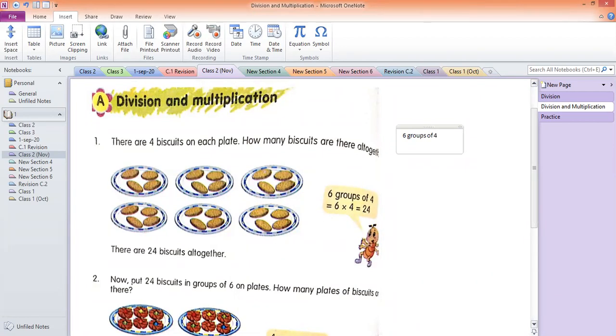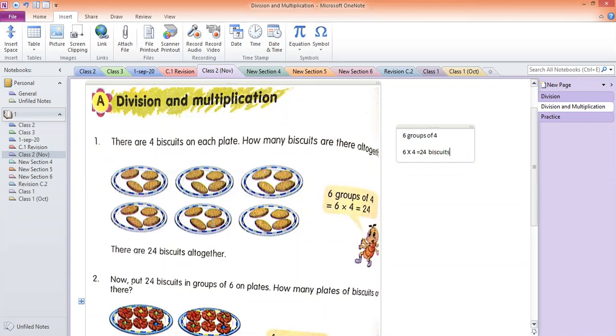6 groups of 4 means if I ask you how many total biscuits are there, you will say, sir, there are 6 groups of 4, or 6 multiplied by 4. 6 multiplied by 4 equals what? If you don't know the table of 6, then you can check the table of 4. 4 1 4, 4 2 8, 4 3 12, 4 4 16, 4 5 20, and 4 6 24. So you know that there are 24 biscuits altogether.